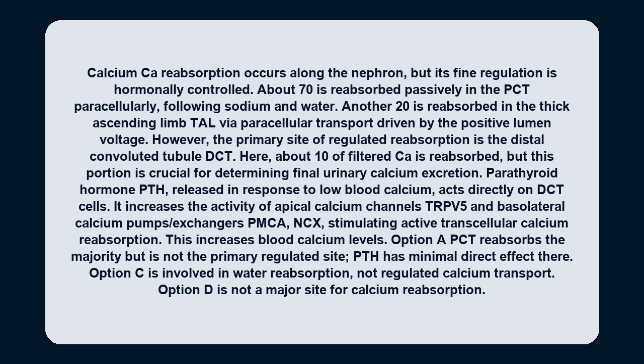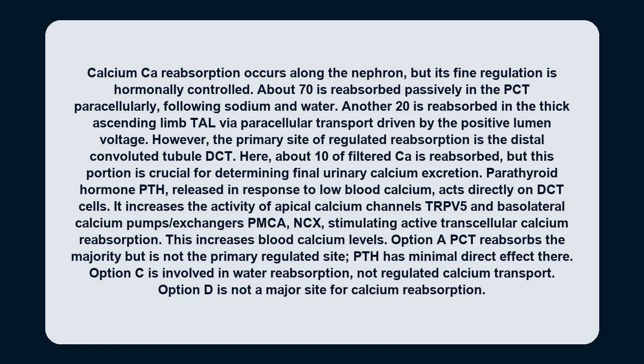About 70% is reabsorbed passively in the PCT paracellularly, following sodium and water. Another 20% is reabsorbed in the thick ascending limb, TAL, via paracellular transport driven by the positive lumen voltage. However, the primary site of regulated reabsorption is the distal convoluted tubule, DCT. Here, about 10% of filtered Ca2+ is reabsorbed, but this portion is crucial for determining final urinary calcium excretion.